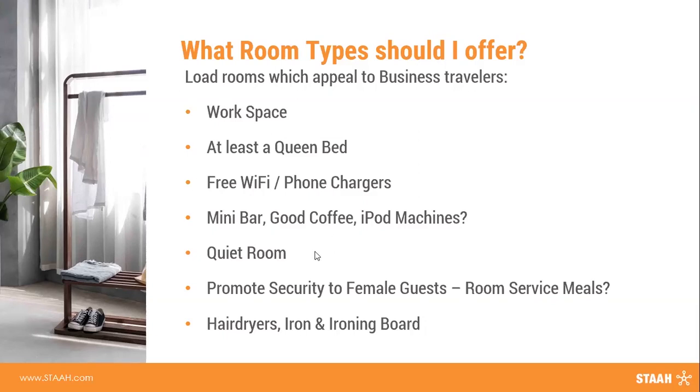A big selling point is promote security to female guests. They often travel alone and want security in their room, and those that can order room service meals view your hotel favourably. Hair dryers, irons and ironing boards. All these facilities are the most common ones that a business traveller, whether they're staying one night or multiple nights, wants, and if they see all of these offerings and they enjoy their first stay, if they're coming back to your destination, they are likely to book you again without a lot of consideration.